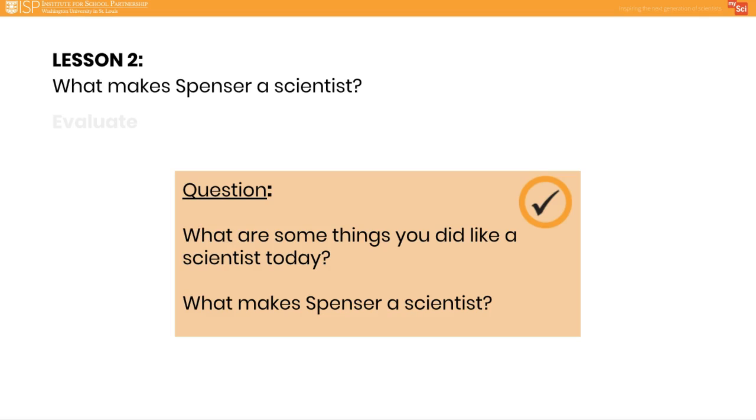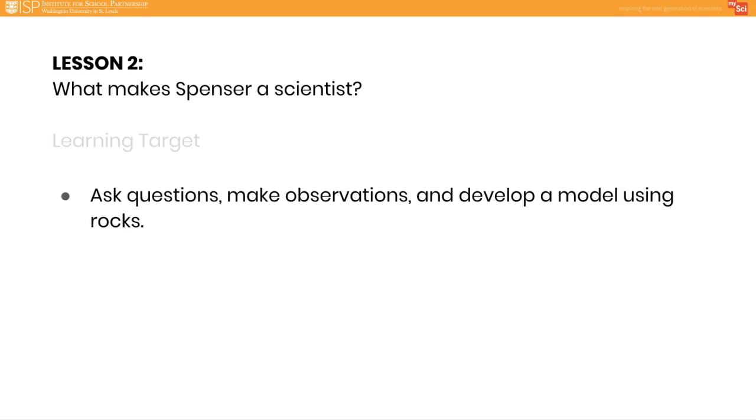For the Evaluate portion of this lesson, you will ask students, what are some things you did like a scientist today? What makes Spencer a scientist? Feel free to reference the scientific process poster that you had in Lesson 1 or the What Scientists Do page in Lesson 1. By the end of this lesson, students have gone through some of the parts of the scientific process. Using their rocks, they've asked questions, they've made observations, and they've developed models for their rocks, just like Spencer did.